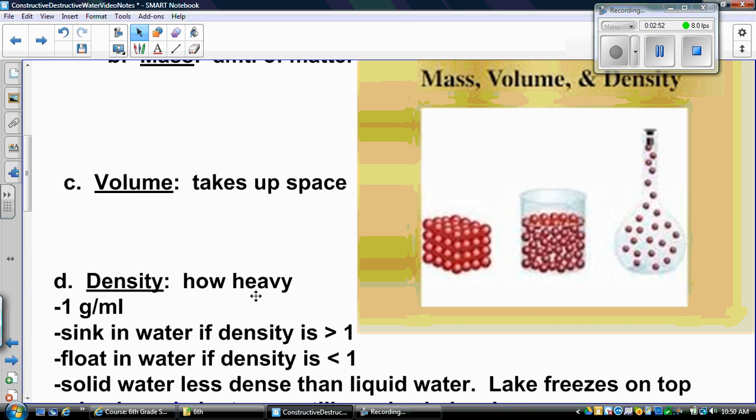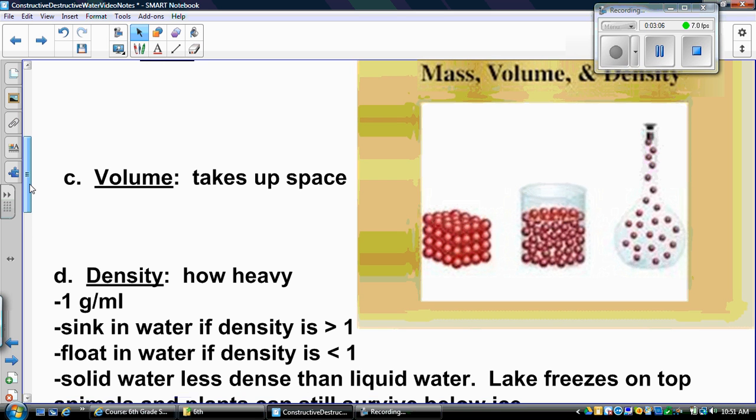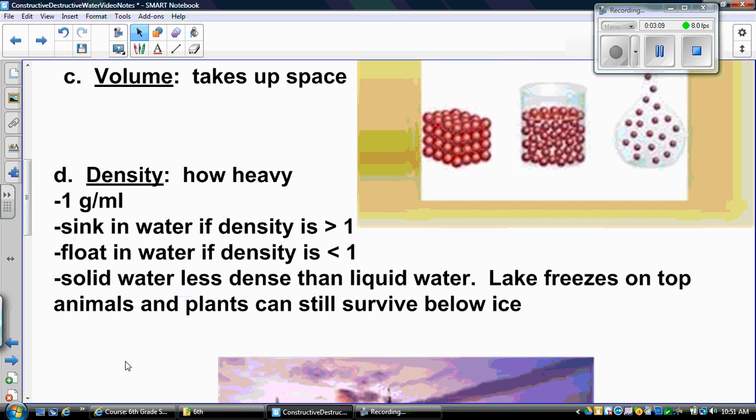Okay? So when you throw a rock in water and it sinks, you know that rock is denser than water. When there's an oil spill, oil is less dense than water, so it's lighter. That's why it floats on top. Now, one kind of unique property about water is that the solid water is less dense than liquid water. That's why when you pour a glass of water with ice cubes, the ice cubes float to the top. That's also why the lake freezes on the top.